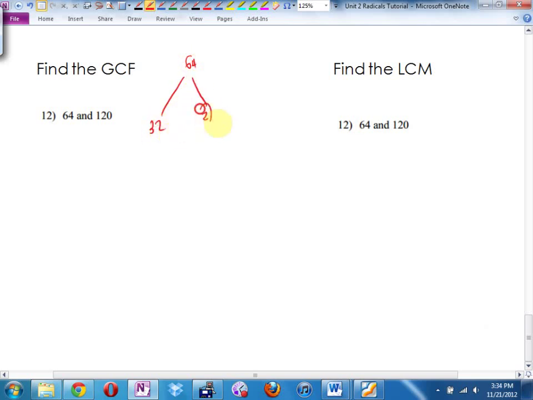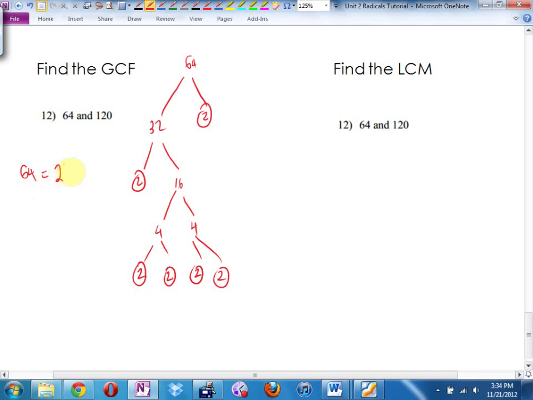32 and 2. 2 is prime. What goes into 32? 2 and 16. What goes into that? Oh, I like that. She started going smaller numbers finally. Or bigger numbers. 4 and 4, none of which are prime. It's a 2. It's a 2. In fact, 64 is 2 to the 6th.